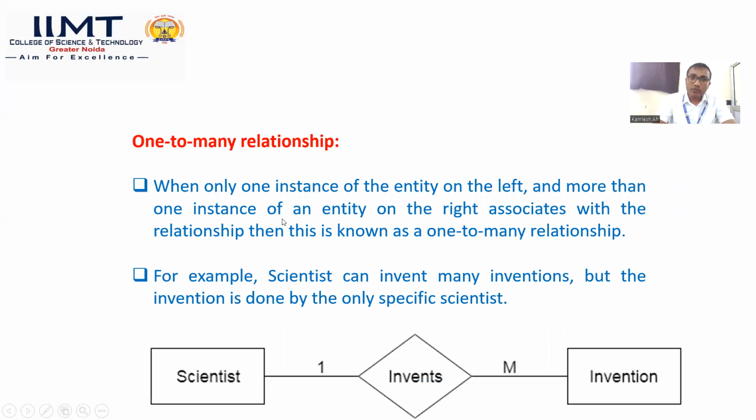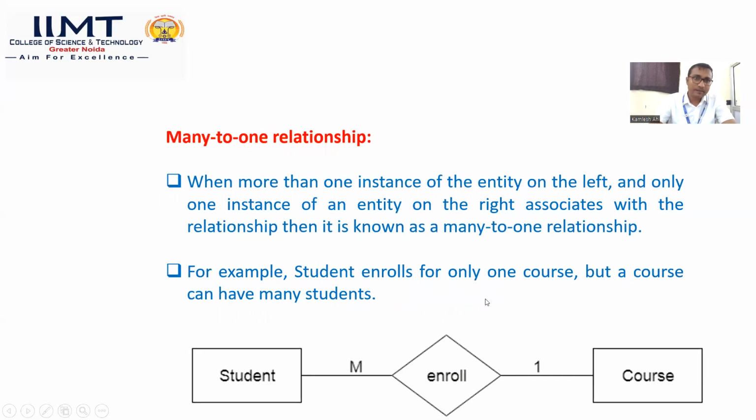One-to-many: when only one instance of the entity on the left and more than one instance of an entity on the right associates with the relationship, then this is known as a one-to-many relationship. For example, a scientist can invent many inventions, but each invention is done by only one specific scientist. So scientist is one and inventions are many. So it is called the one-to-many relationship.